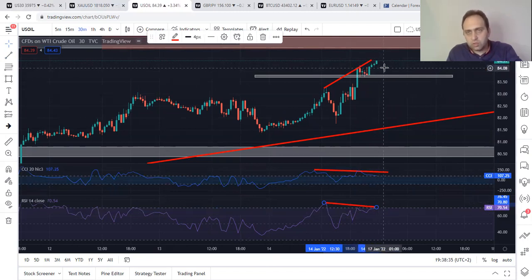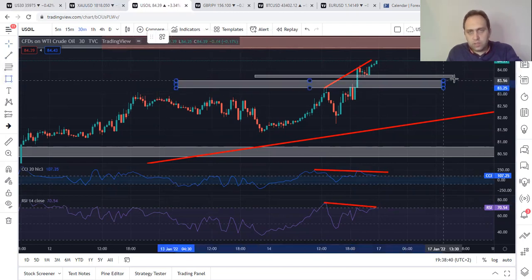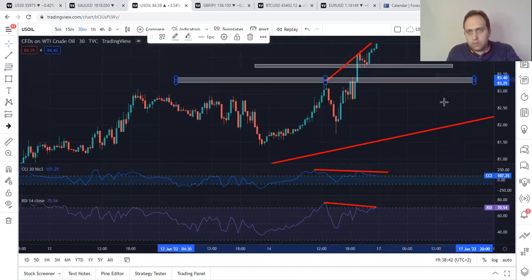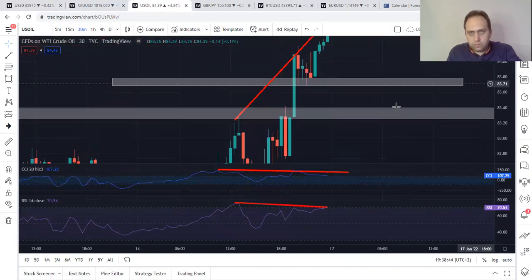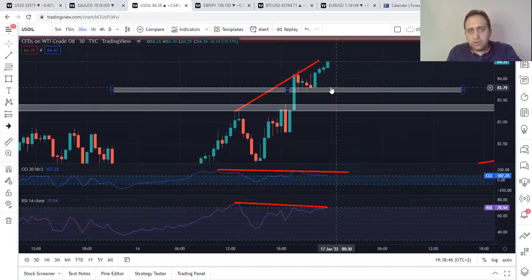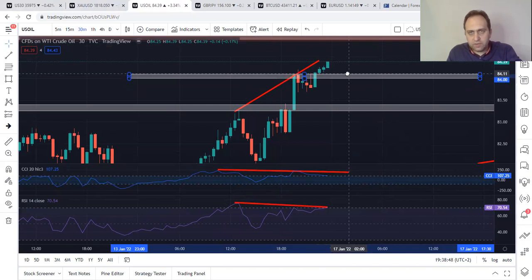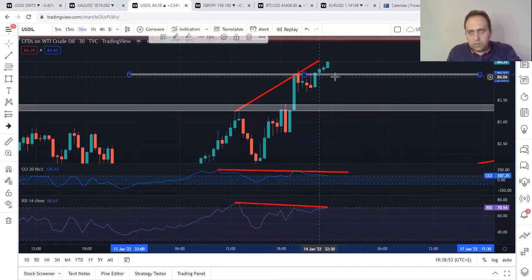So if it starts to break down and breaking this level, which is here, okay, the first level you must look to if it breaks after a wick up, it's this one. It is like 84.05.